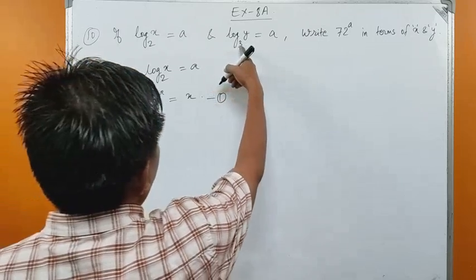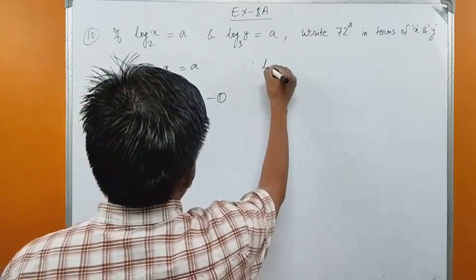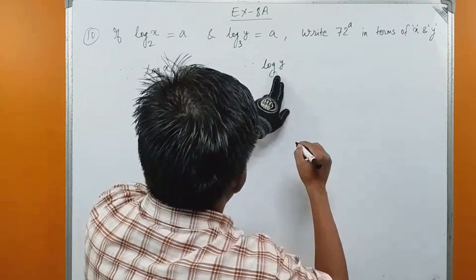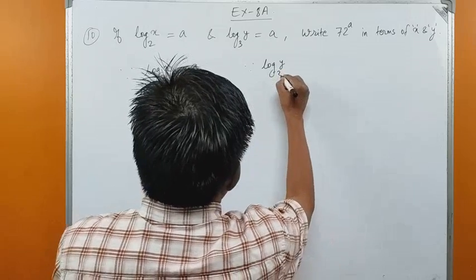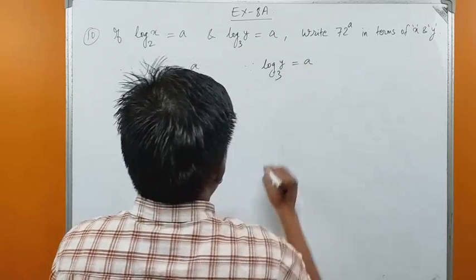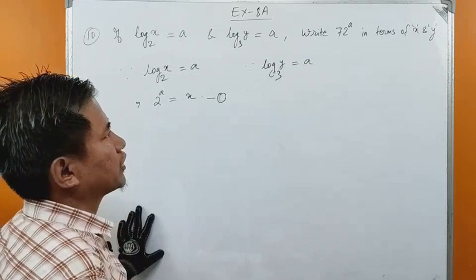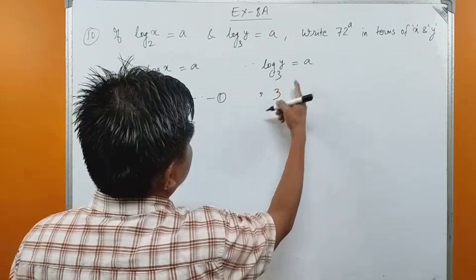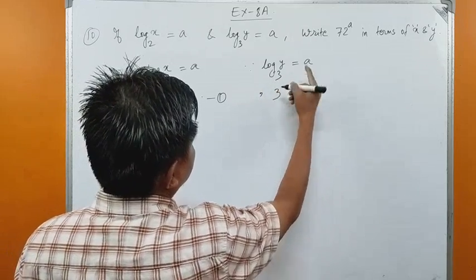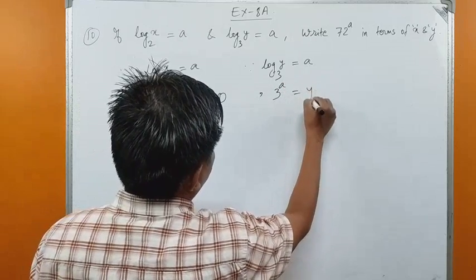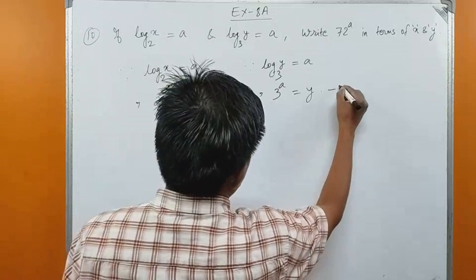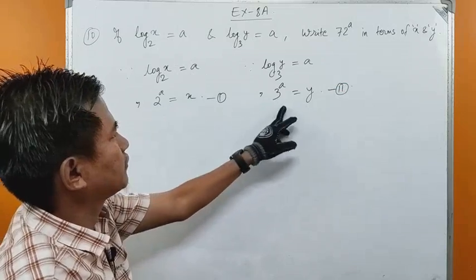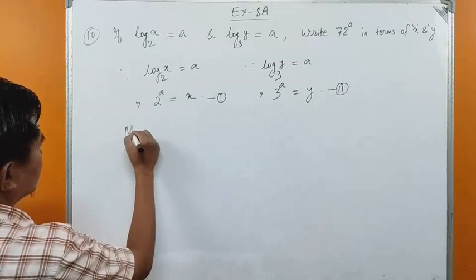And here we have log y to the base 3 equals a. So let us change this equation also to exponential form. The base is 3, to the power a equals y. This is equation 2. Now we multiply equation 1 and 2.